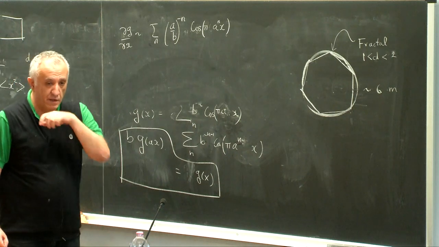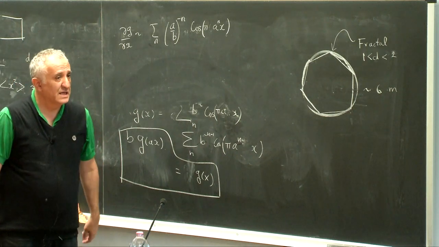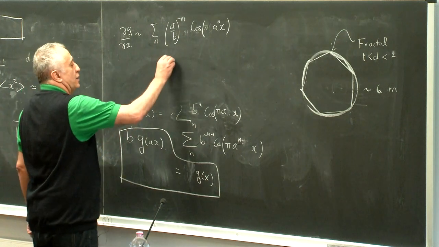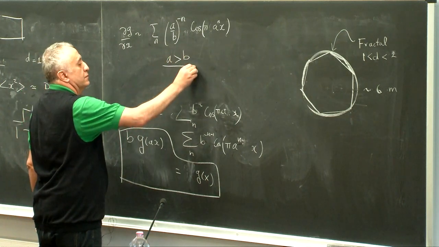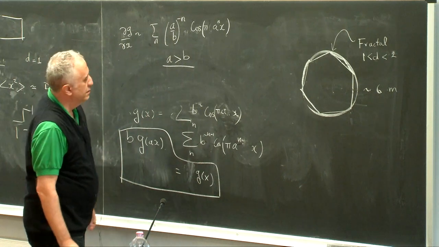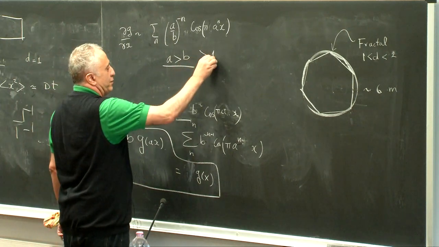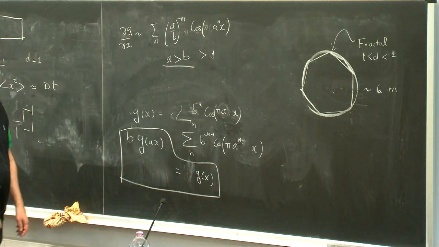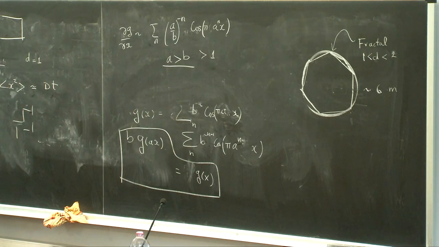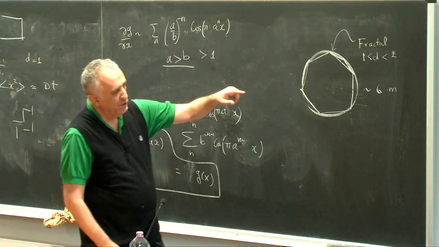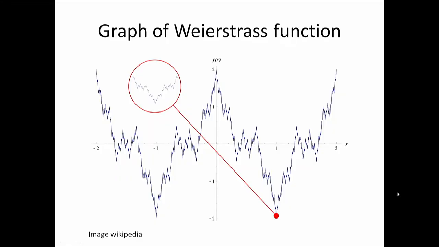Is A bigger than B? Both of them bigger than one. Then doing a little calculation, you can work out the fractal dimension of this graph. You don't happen to remember that as well. I think it's log of A divided by log of B, maybe.